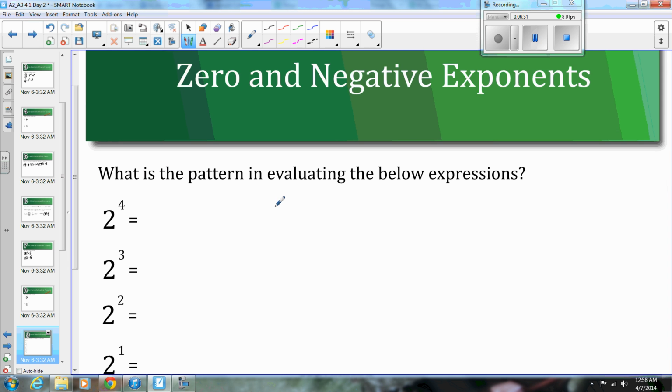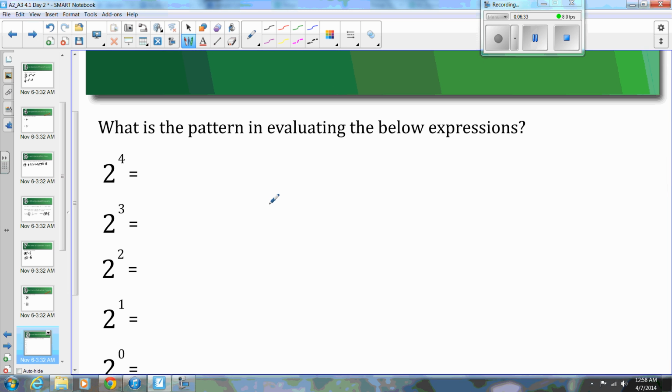Okay, 0 and negative exponents. So let's take a look at a pattern here. I think this is easily seen in a pattern form. 2 to the 4th power, that's 2 times 2 times 2 times 2, which is 16. To the 3rd, 2 times 2 times 2 is 8. 2 squared, that is 4. To the 1st power is 2.